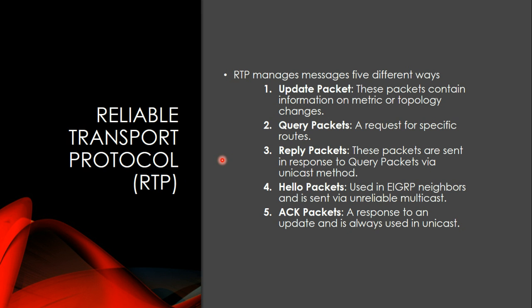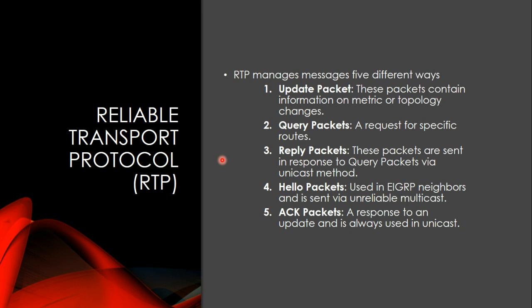So a query packet may go out, it may say to 3, 4, 5 different routers, hey, what is the best path possible? Router number 3 says, I'm the best path possible. And here's the reply back to the original source. And then you have hello packets, which are used in EIGRP neighbors and is sent via unreliable multicast. Now, what this means, unreliable, is not the sense of the path is no good or the path is good, but that it does not require a response, is what it means.